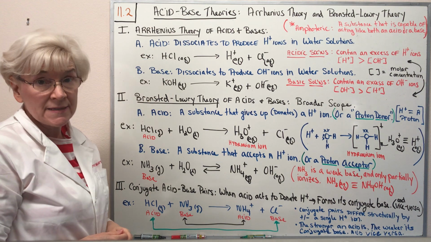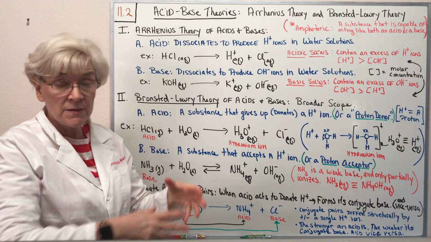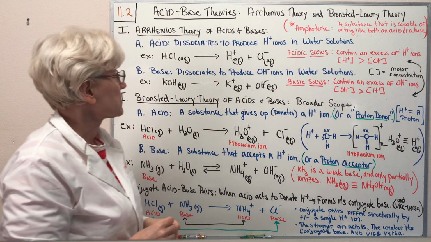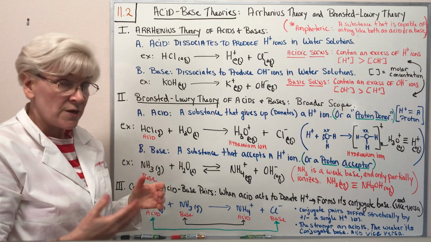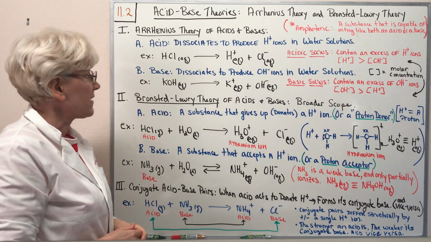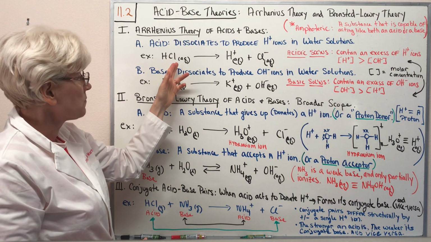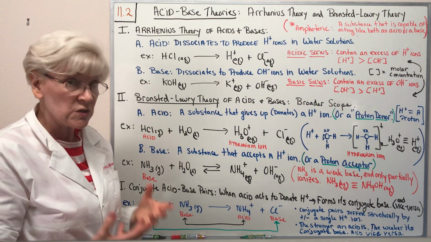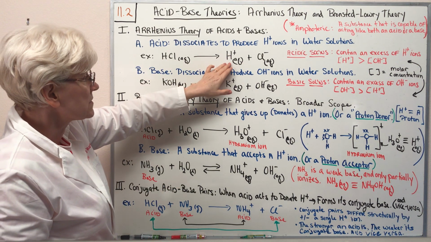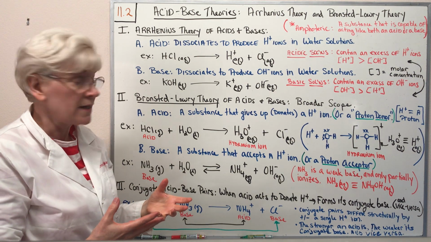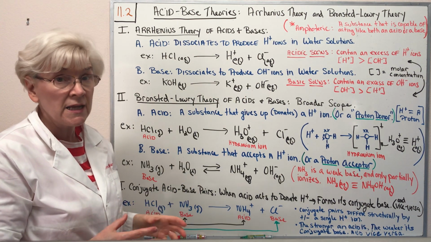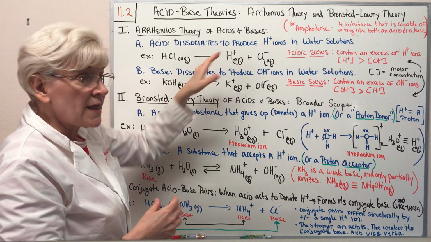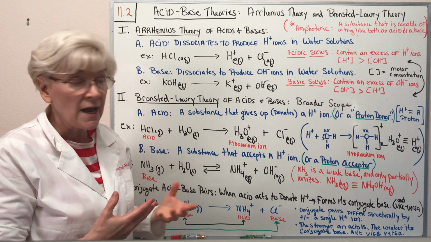Arrhenius defined an acid as a substance that dissociates, or splits apart, to produce hydrogen ions in water solutions. Illustrating an Arrhenius acid, we have hydrochloric acid dissolved in water. We remember that hydrochloric acid is a strong electrolyte. It's a strong acid. It completely dissociates to produce hydrogen ions as well as chloride ions in water solutions. And it's the presence of the hydrogen ion that carries the acidic properties of the solution.